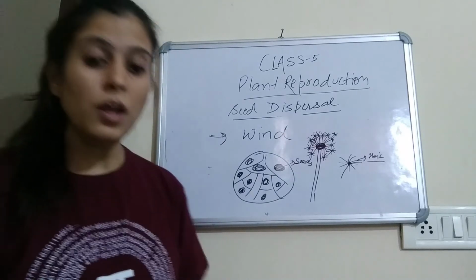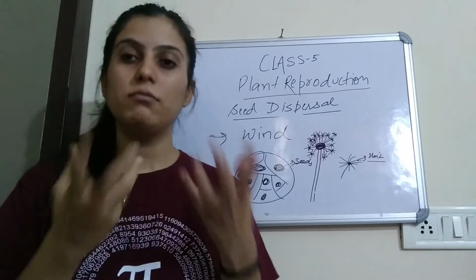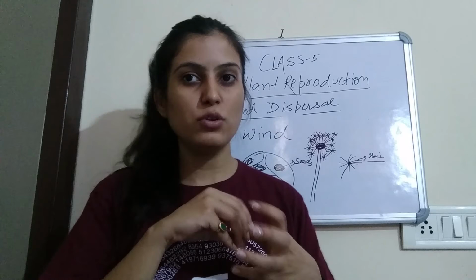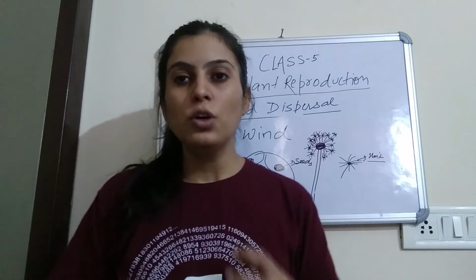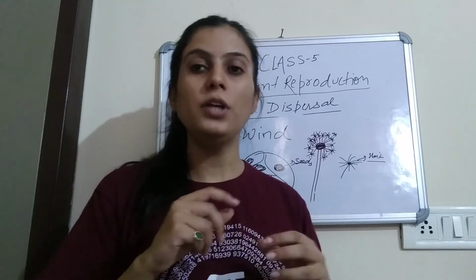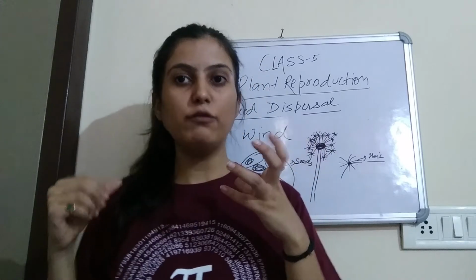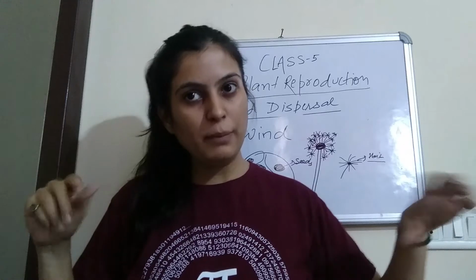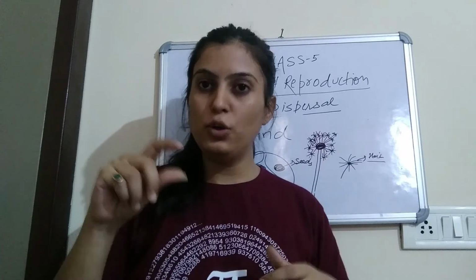Okay. Next is dispersal by animals. See, you have seen that animals eat fruits, right? That is the basic need, that animals also get their food from plants, right? So sometimes when animals eat the fruit, they throw the seeds to different places, and from that seed a plant grows out.